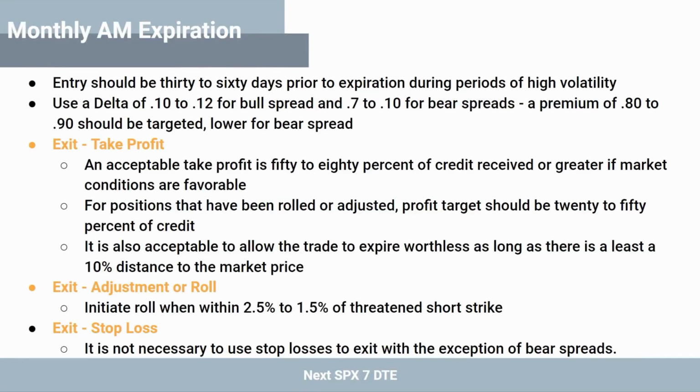Initiating a roll, it's typically 2.5 to 1.5 when it's threatened, and these are for the AM trades. And I typically don't use stops on these, except when we have some bear spreads that are difficult to close, that I have closed before for losses.